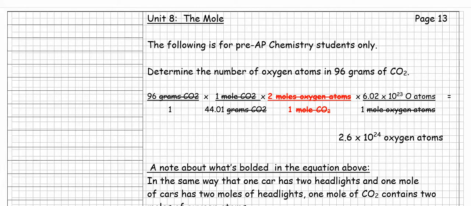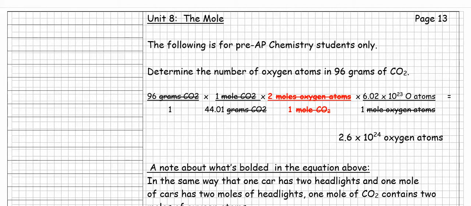Folks, this one is for pre-AP students only, so if you are not a pre-AP student, you might want to take a break here. We're going to be moving on to something a little bit more challenging. So here we go. It says, determine the number of oxygen atoms in 96 grams of carbon dioxide, CO2.